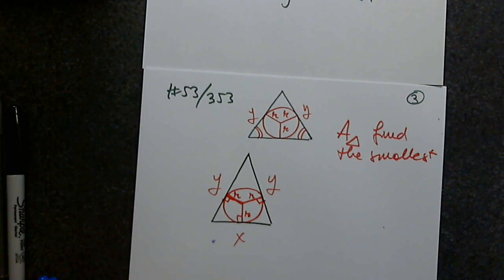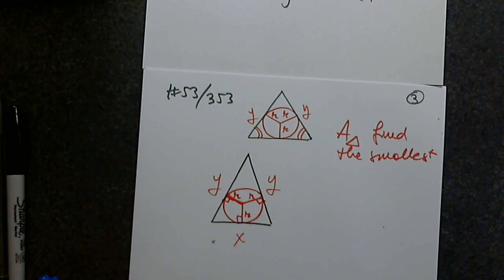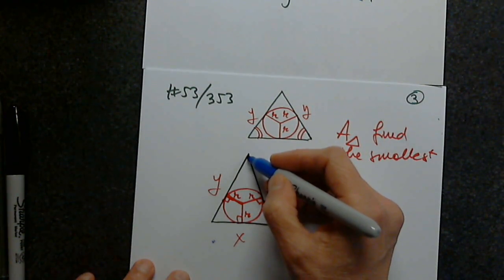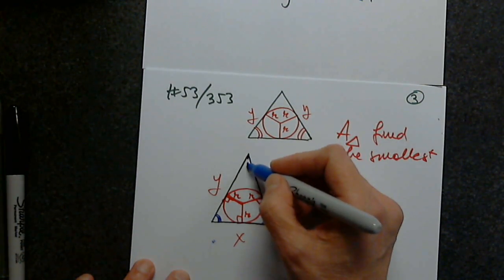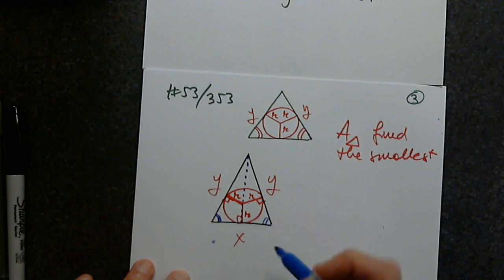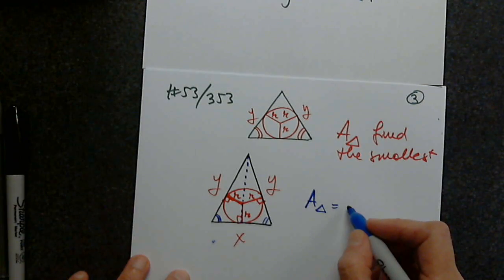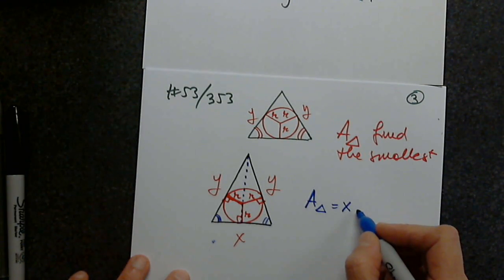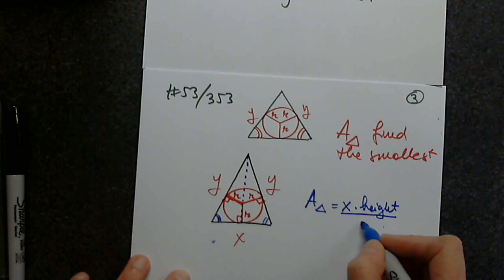Okay? So we want to determine the smallest area that will include this circle of radius r. Okay, so first of all, we know that these two angles are equal. We'll see in a moment what we are going to do. The area of this triangle is definitely x multiplied by the height divided by 2.